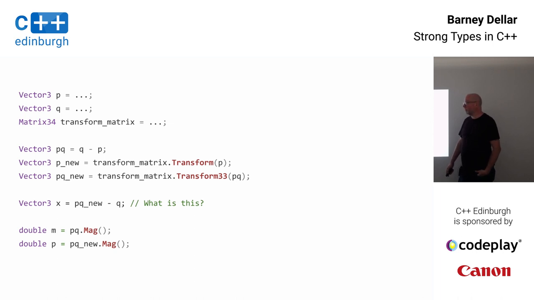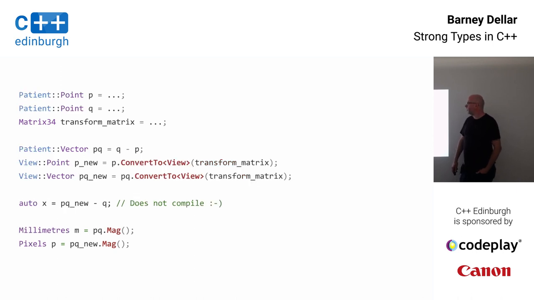So I wrote a helper library, and this allows us to define our own spaces, and it has distinct types for point and vector. And these types are themselves unique for the coordinate space they're in. So this is the same kind of code written using the library that I created.